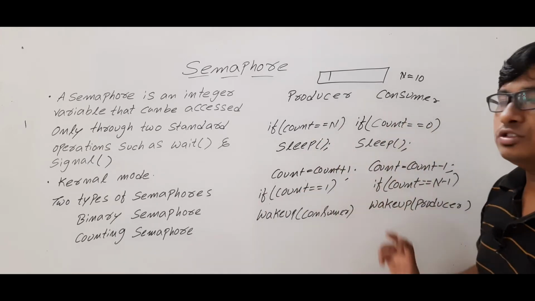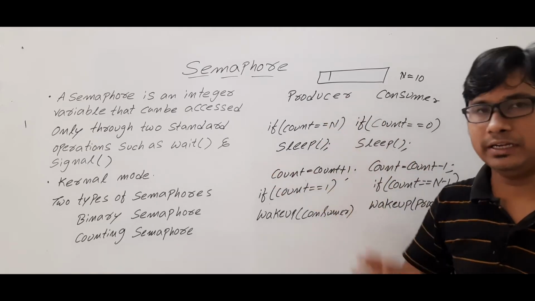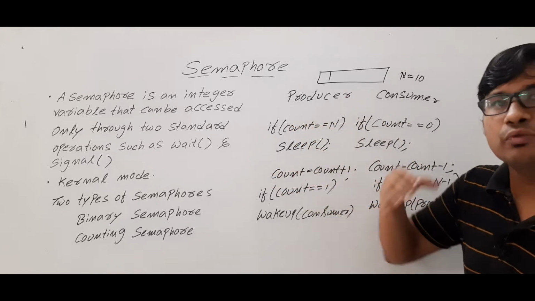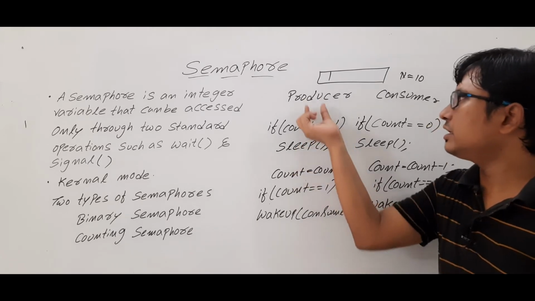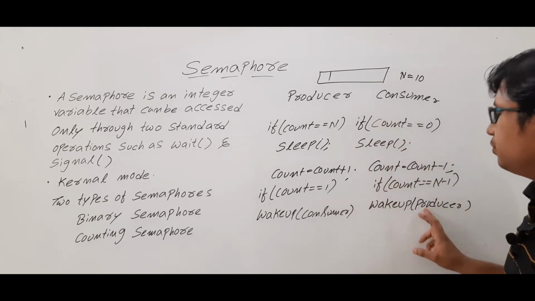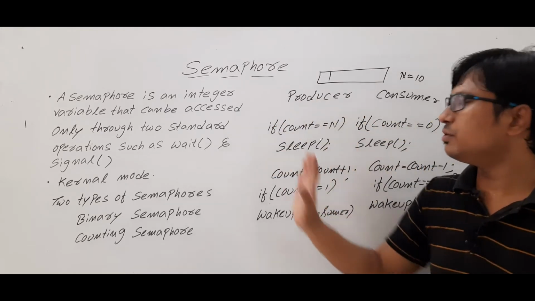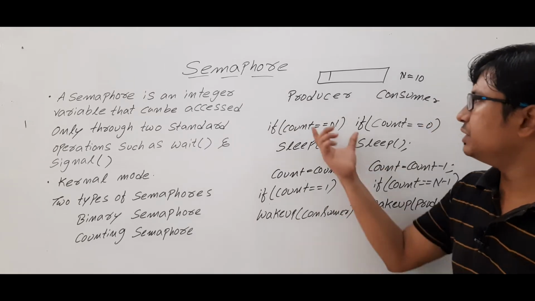So what the consumer will think: before I consumed one item, there were n items. Maybe the producer will be in the sleeping state, because if count is equal to n, at that time the producer will sleep. So it is the duty of the consumer to wake up the producer. So this is the way the producer-consumer problem will work.